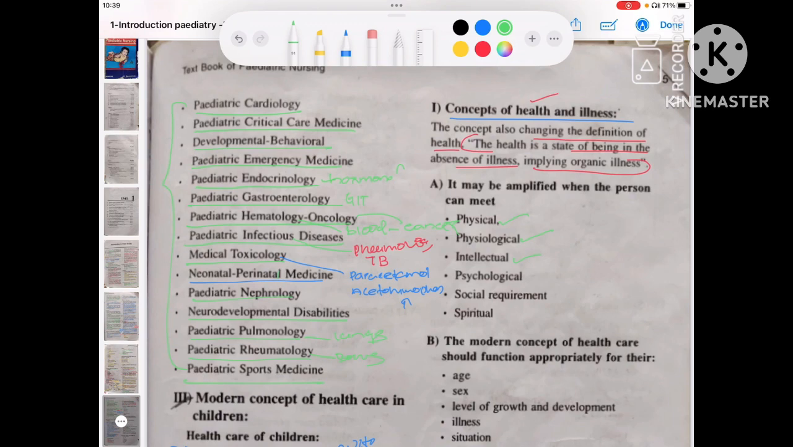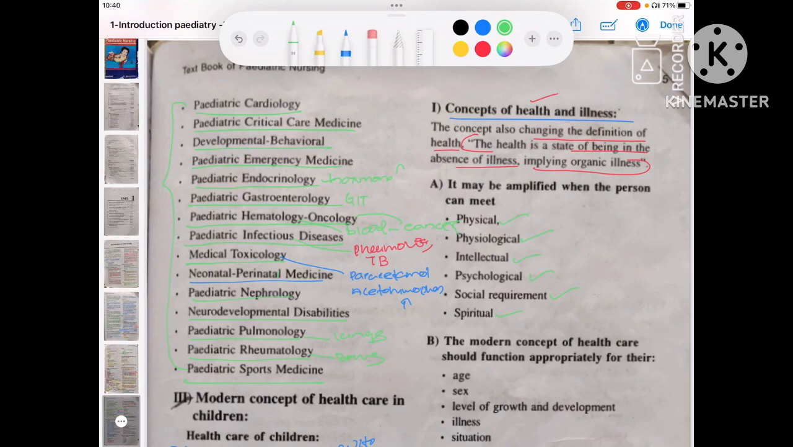Intellectually means the motor or intellectual activities. For example, a 1 year old baby tries to walk or tries to talk. So that is intellectual and psychological development, identifying the mother, parents, and social requirements. So toilet training will be at the age of 2 or 3 years. Between 2 and 3 years, they will train the child how to go to the toilet. That's toilet training.